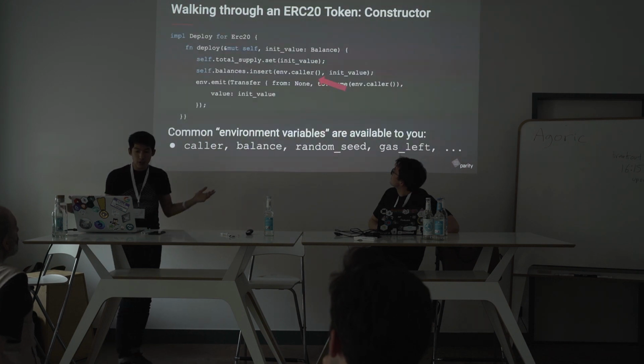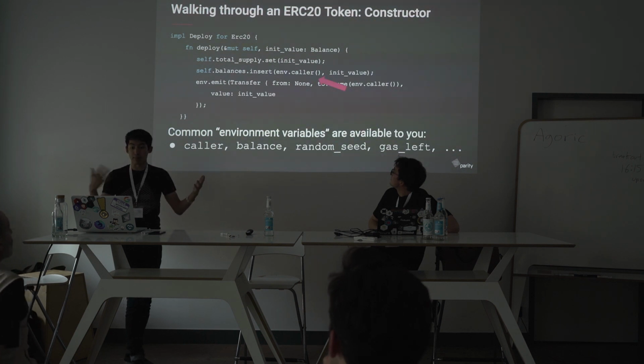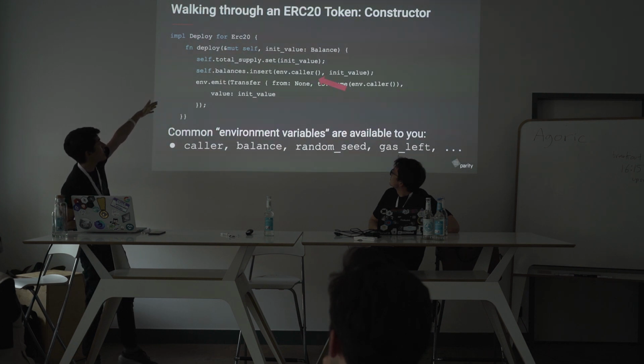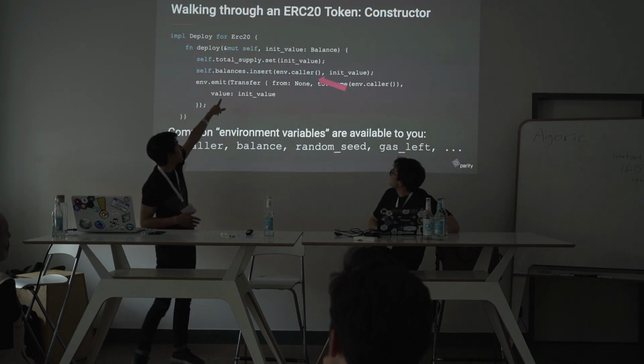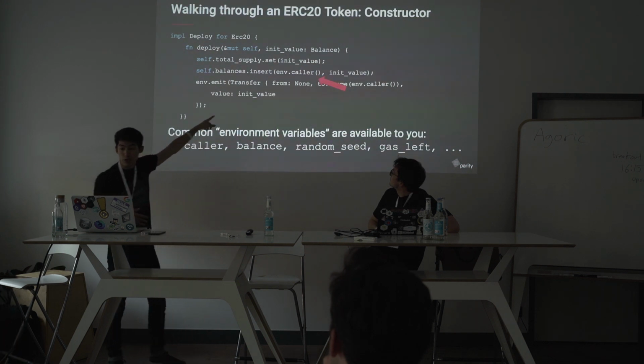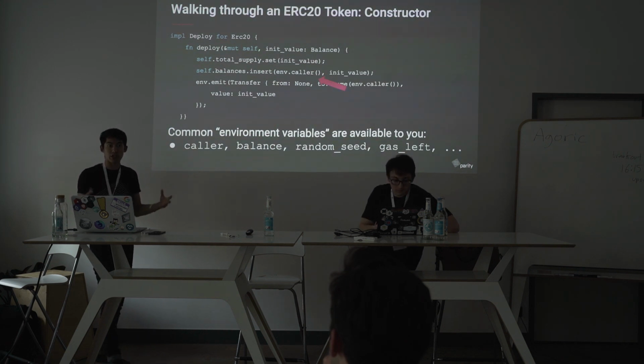Then you have a constructor function. This is a one-time function that gets called when a contract gets deployed. And basically you can do things like, here we've initialized the total supply to a single user. And one thing to notice here is that you get access to common environment variables. Here we say that whoever calls this deploy function will get the initial balance of tokens, and so we use the environment's caller. So you have things like caller, balance, random seed, gas left. These things are available to you throughout your contract.